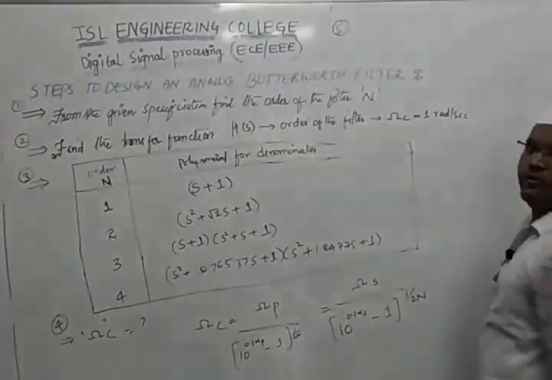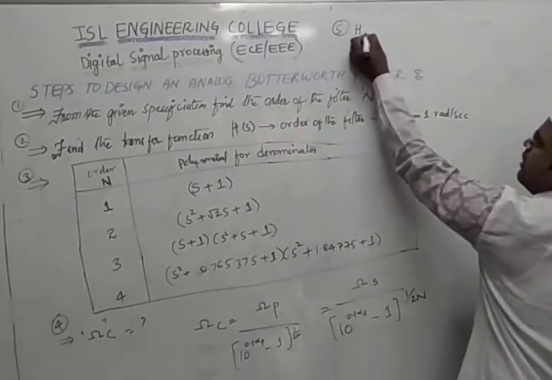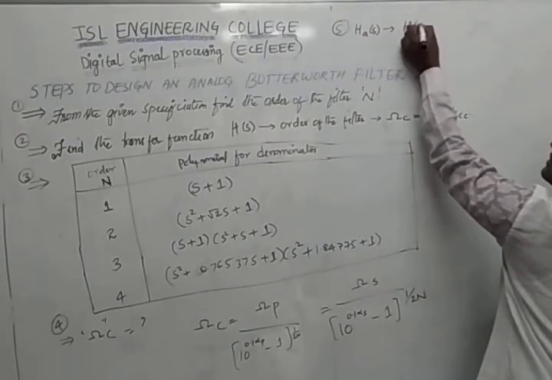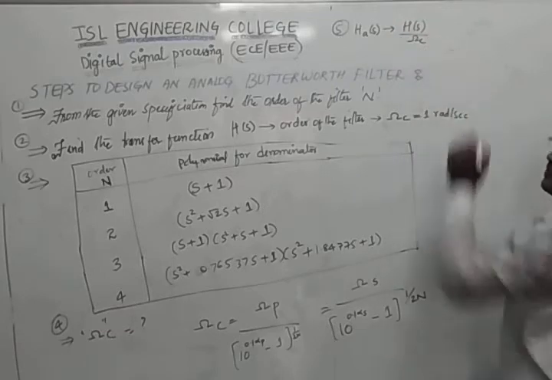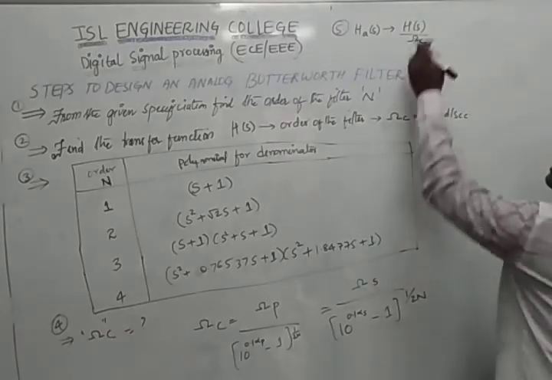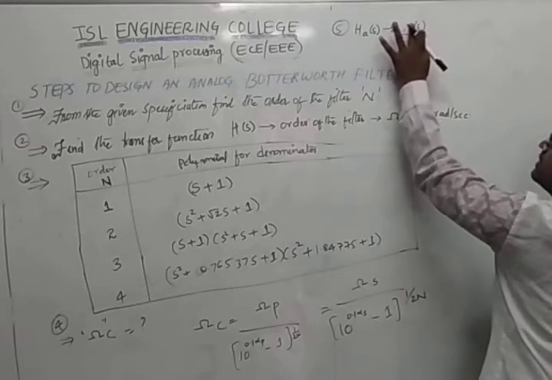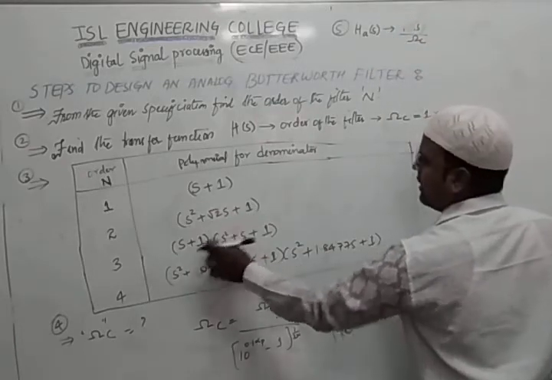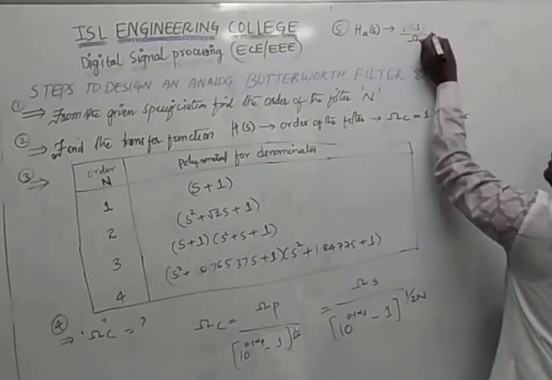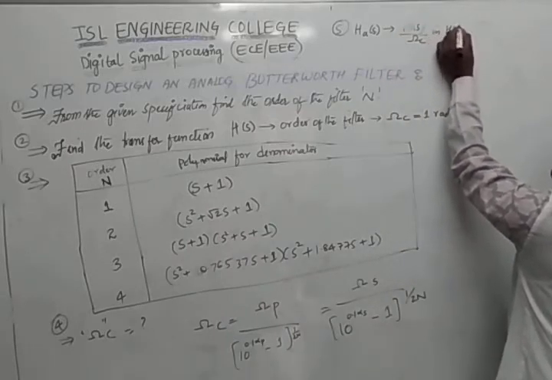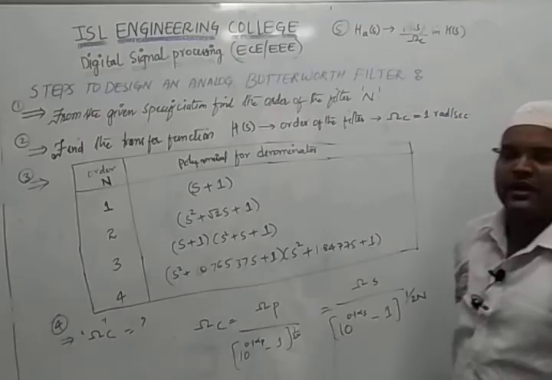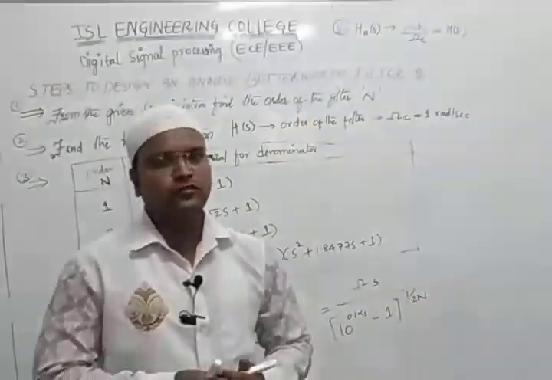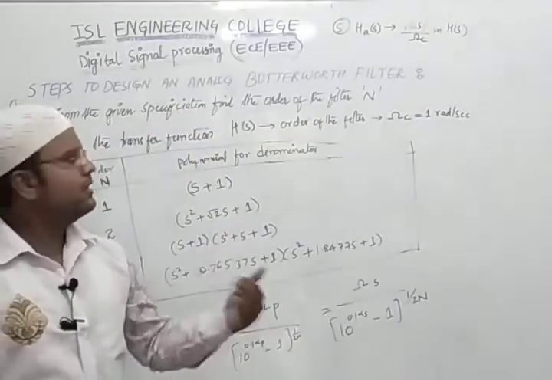In the fifth step, what am I doing? I am writing HA of s. How do I get the HA of s? In H of s, wherever s is there, I need to divide that s by omega c. If I do this, I can find out the complete transfer function. That is the question they can ask you, to find or design the Butterworth filter.